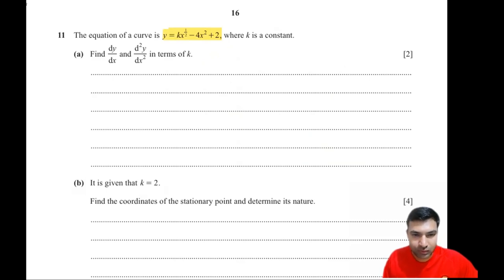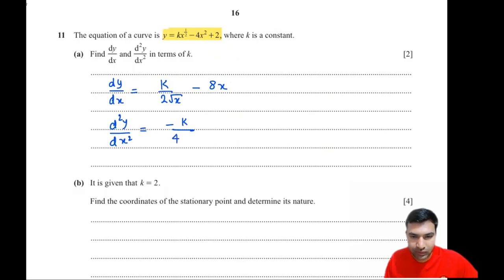All right. So finding the first derivative, k is a constant, so it will remain as it is. x power 1 by 2, so differentiate the power, and root x will come down. Negative 8x, and the derivative of 2 is 0. Right? 2 times 4 times x. So that's dy by dx. Now the second derivative of this, so that becomes negative. k is a constant, power is 1 by 2, so this becomes 4 times x to the power 3 by 2 minus 8. Okay, so this is the answer for the second derivative.